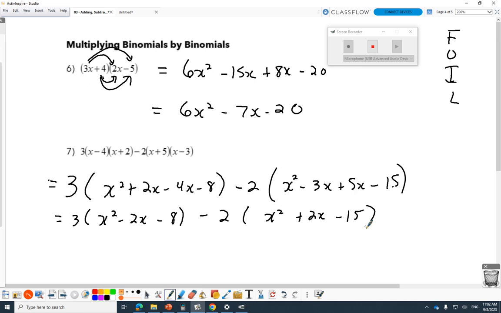Can anyone zip through this line? Just ring the terms off quick. And I don't say it to show off. I say it to go, oh, if I practice, this can go this quickly. Who can rhyme off the terms here? Go, rhyme them off. 3x squared, negative 6x, and then negative 24. Next one. Negative 2x squared, negative 4x, and then positive 30.